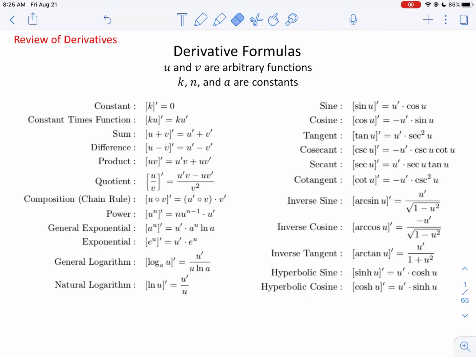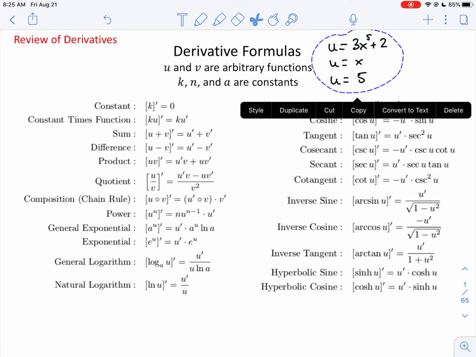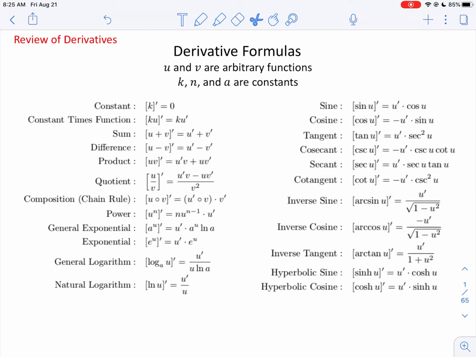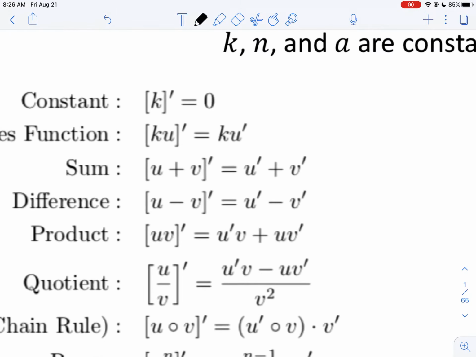The u's and the v's stand for arbitrary functions. For example, a u might stand for an expression like 3x to the fifth plus 2. That might be what u stands for, some arbitrary function. Or u might simply be x, a simple function. Or even u might be a constant. Whereas all of the k's, n's, and a's are specifically constants. Let's look through some of these.